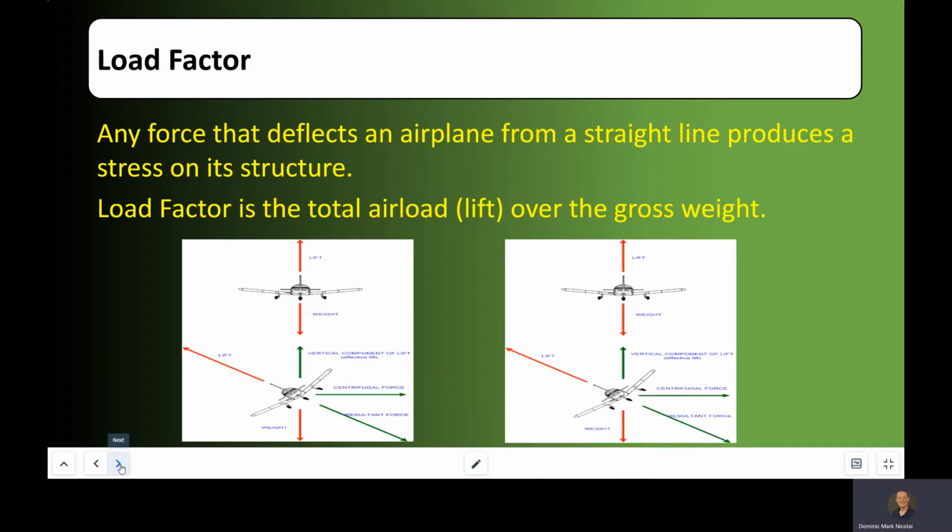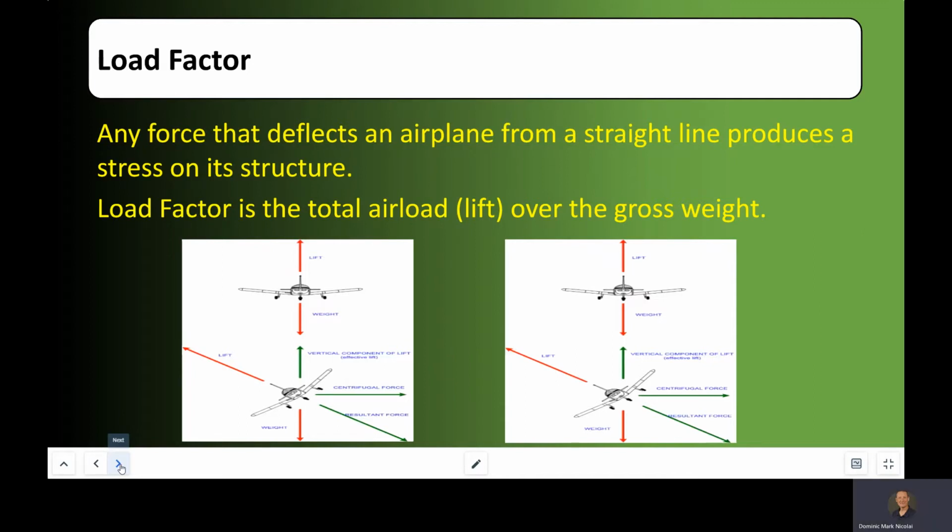In normal flight, level flight that is, wings level, straight flight, you are producing 1 unit of lift, or say 3,000 pounds of lift for your 3,000 pound airplane. So 3,000 pounds of lift over 3,000 pounds of airplane, that's a 1-to-1 ratio. So you're pulling 1 G at that point.